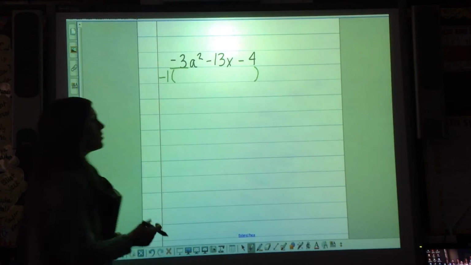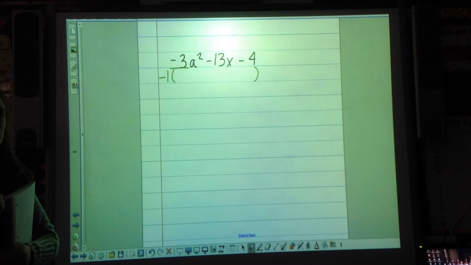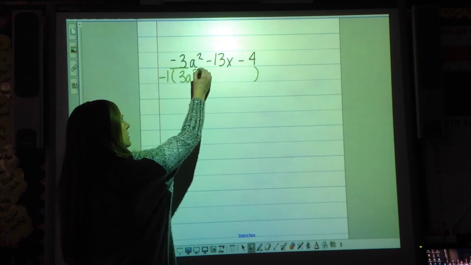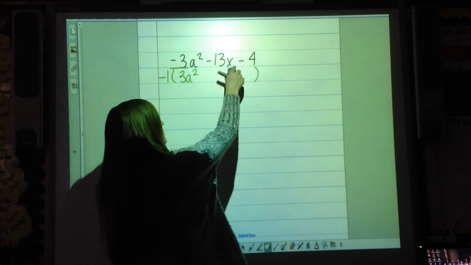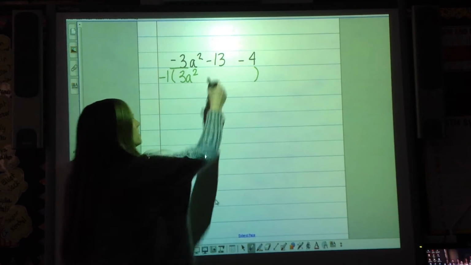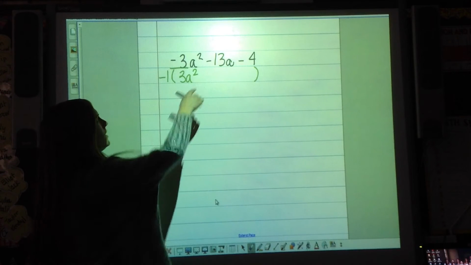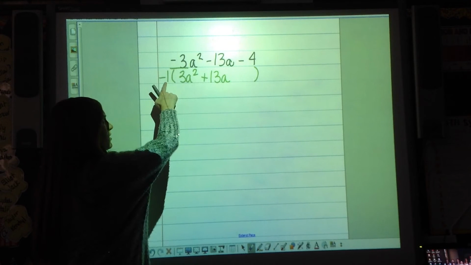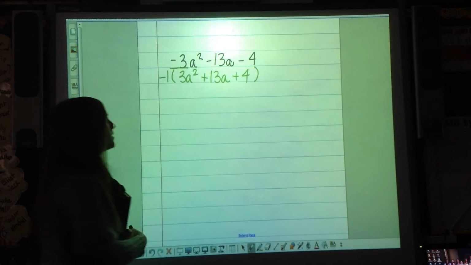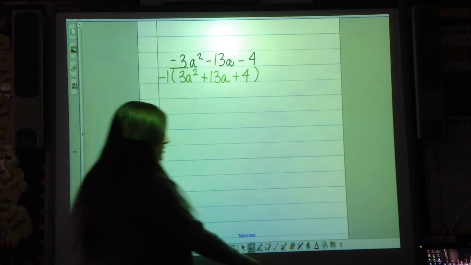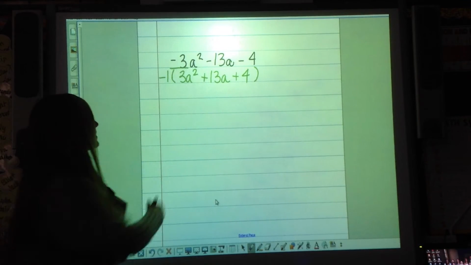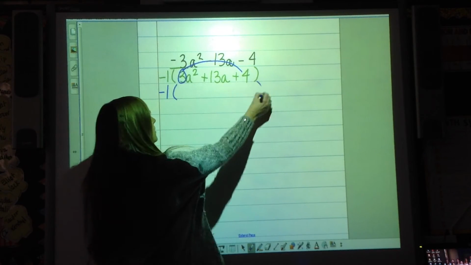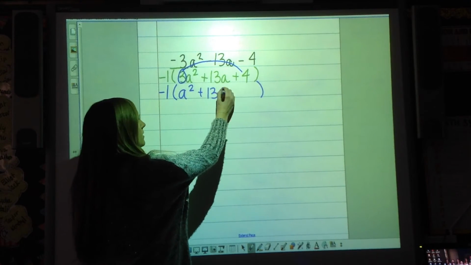Just like a couple lessons ago, when you pull a number out, it goes on the outside of the parentheses, and then you divide each term by it. So negative 3a squared divided by negative 1 is 3a squared. Negative 13a divided by negative 1 is a positive 13a. Negative 4 divided by negative 1 is a positive 4. Now that I have a positive first term, I'm going to choose to use the slip and slide method. And I'm going to slip this back by multiplying. So I get a squared plus 13a minus 4.